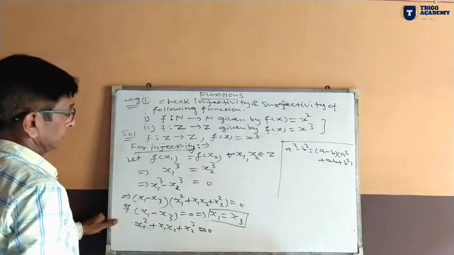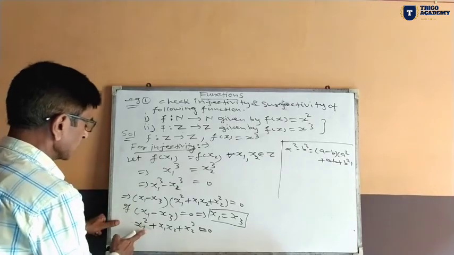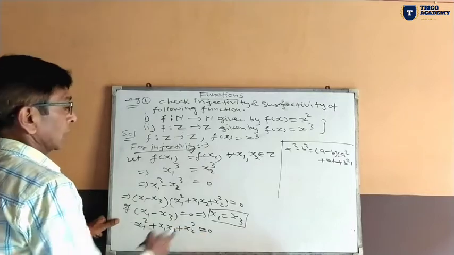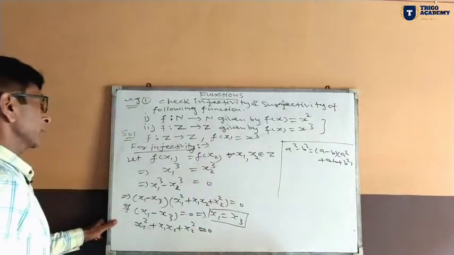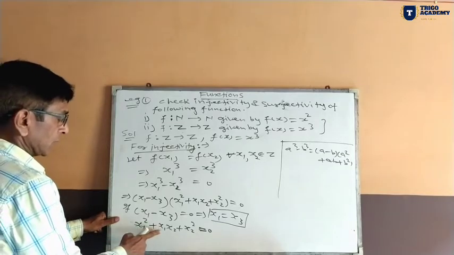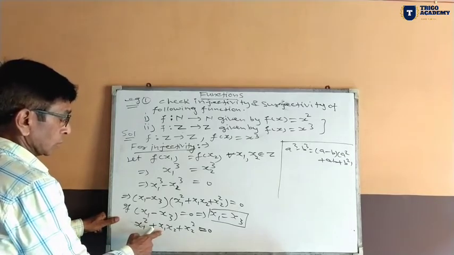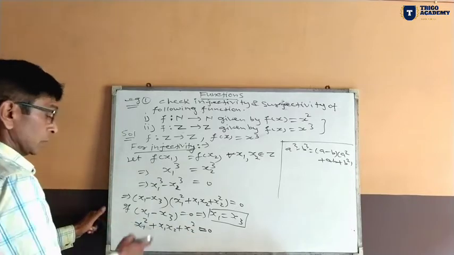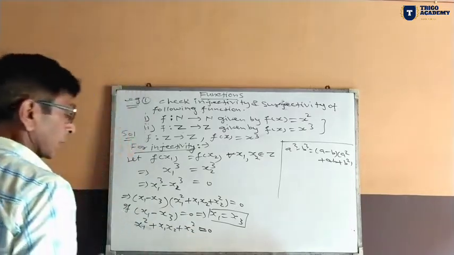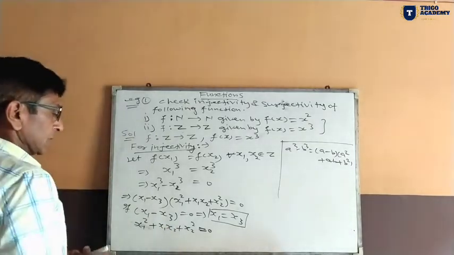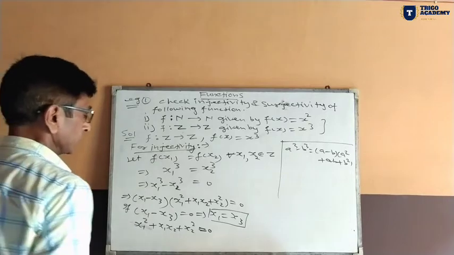Here, since x1 and x2 are integers, then x1 squared plus x2 squared plus x1 x2 equal to 0. So this condition may be possible.